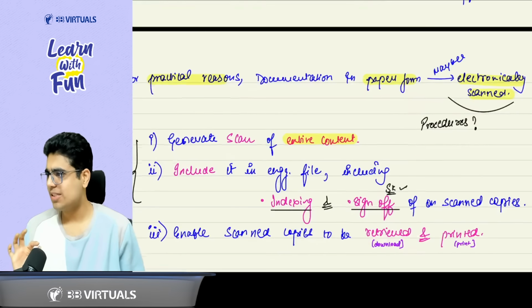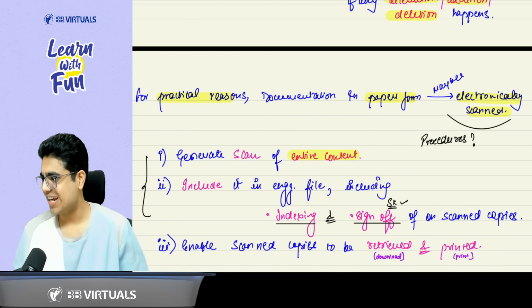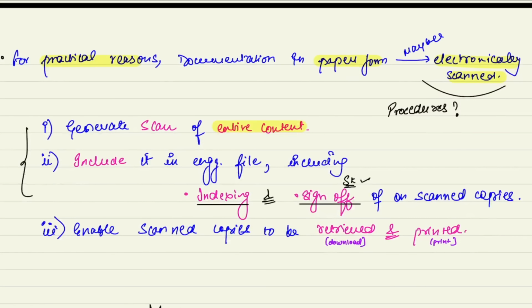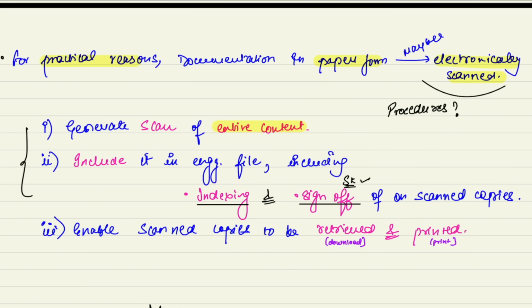Sir, what is the procedure for scanning? These are the three procedures of scanning. Just go with the flow. Please look at the board. Last topic, do it properly. You need to scan the entire content. Once you are done with the scanning, include it in the engagement file. Like every file, there will be indexing and sign-offs that SK sir has done the work. And lastly, whatever is scanned should be downloaded and printed whenever required. Downloaded and printed means retrieved and printed. So scan it, include in the file, then indexing, sign off, download and print.